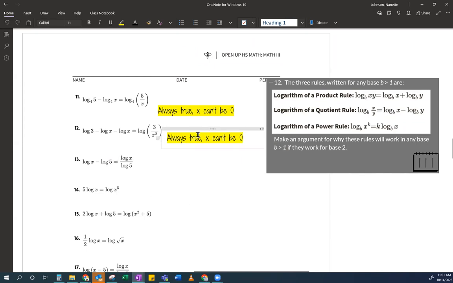What about 13? Yes or no? Take a risk. Go public chat, guys. Is this true? That's what we're asking. Always true, sometimes true, never true. Oh, they got you. This is never true. You guys are funny. They got you.